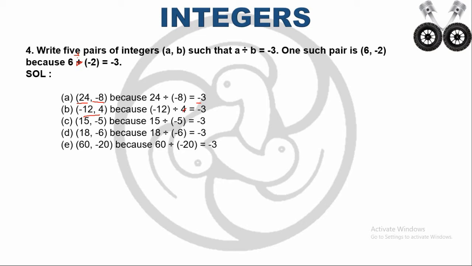So the third one is 15 divided by minus 5. The two integers have different signs, that means I have to put the negative sign. Whenever I cut 15 with 5, the answer is 3. Next one is 18 divided by minus 6. The two integers have different signs, so I have to put the negative sign. Whenever I cut 18 with 6, the answer is 3. Next one is 60 divided by minus 20. Here I can cut 0 and 0. 6 divided by 2, the answer is 3.